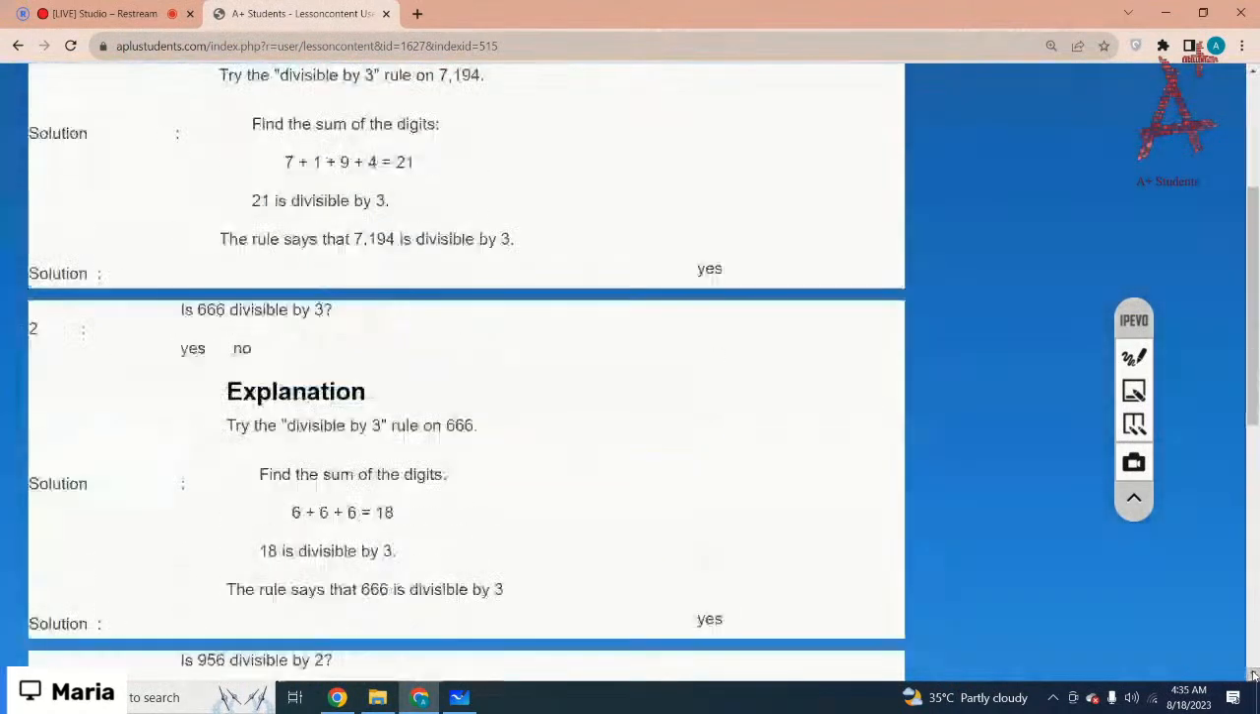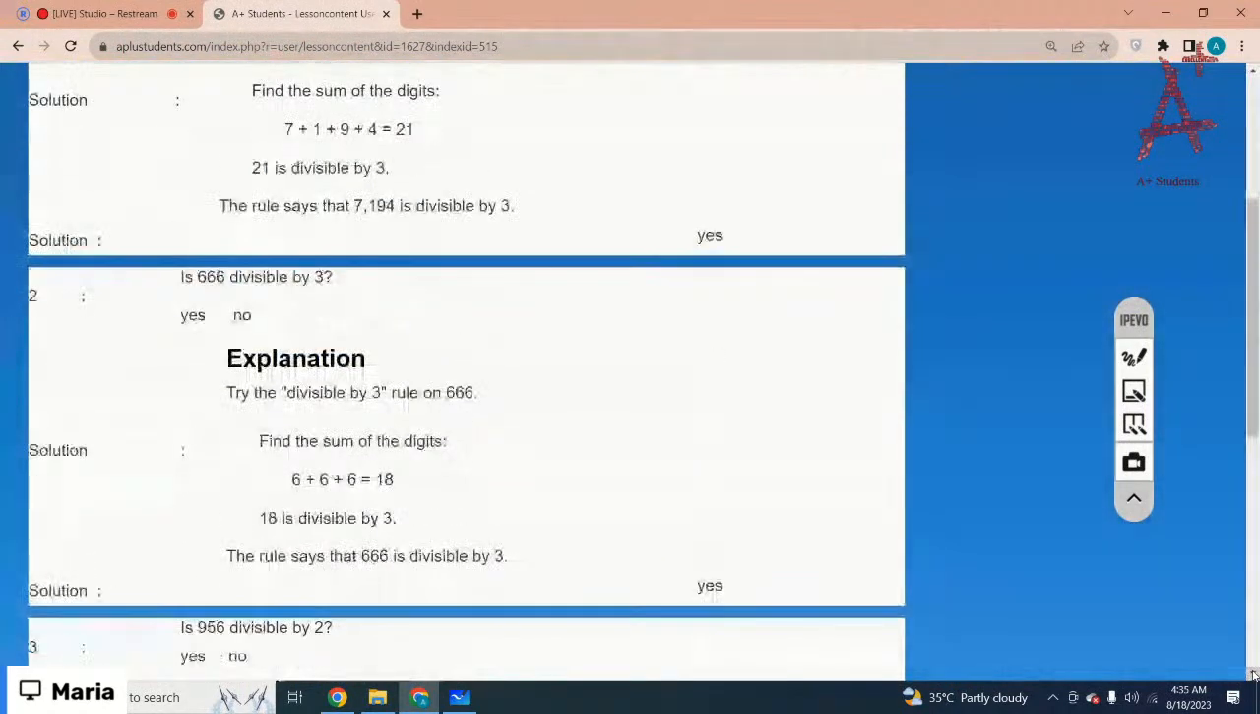Okay, the next one: is 666 divisible by 3? The divisibility rule for 3 is exactly the same. Just add the digits and divide by 3, right? 6 plus 6 plus 6 makes 18. Do you have 18 in the table of 3? Yes, that means 666 is divisible by 3, right?